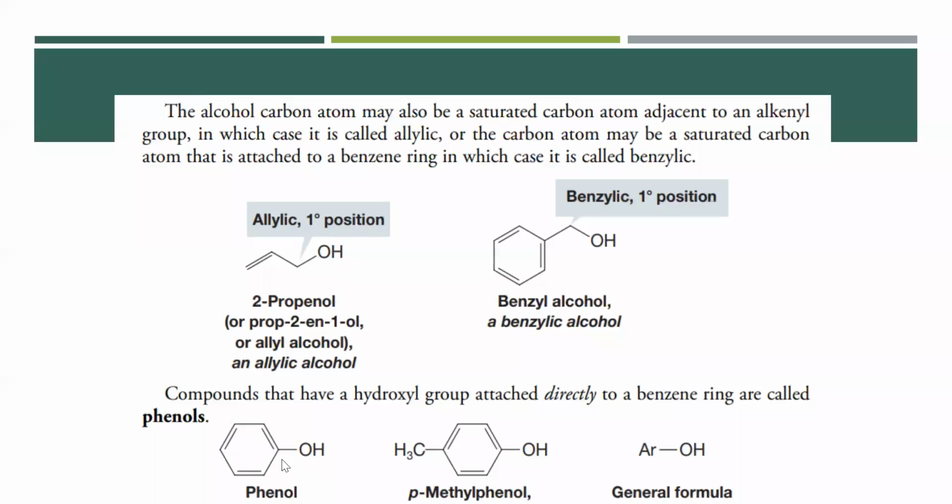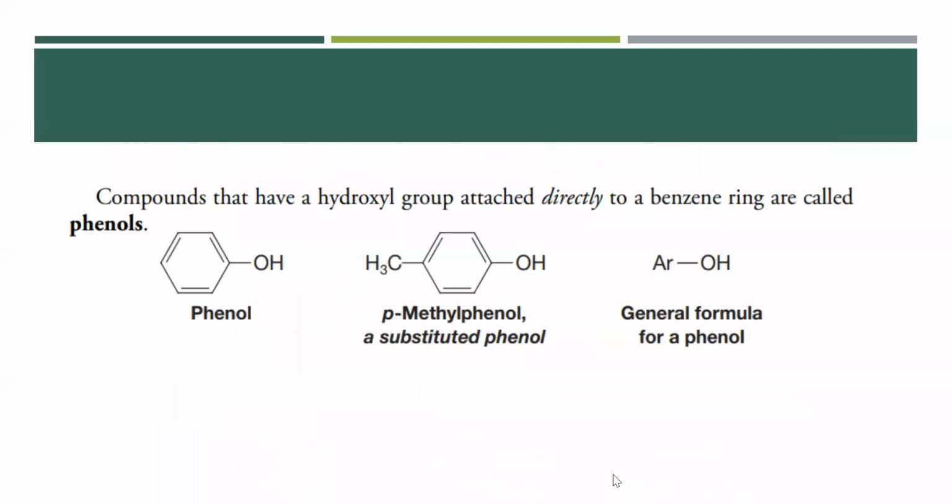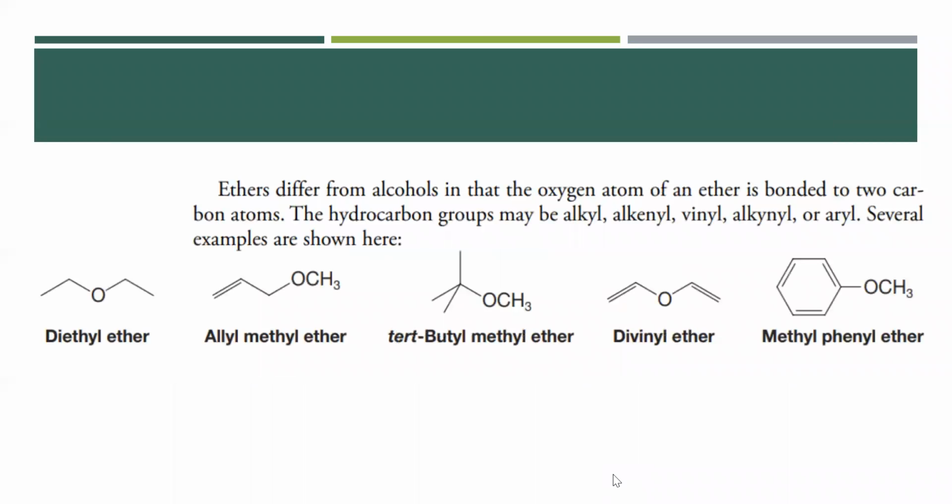And this one, we will tackle when we reach aromatic compounds. So here also you see an OH here bonded to the ring. It's also a phenol. And you have here the general formula of our phenol. So for ethers, they differ from alcohols in that oxygen. I have mentioned earlier that the oxygen atom of an ether is bonded to 2 carbon atoms.